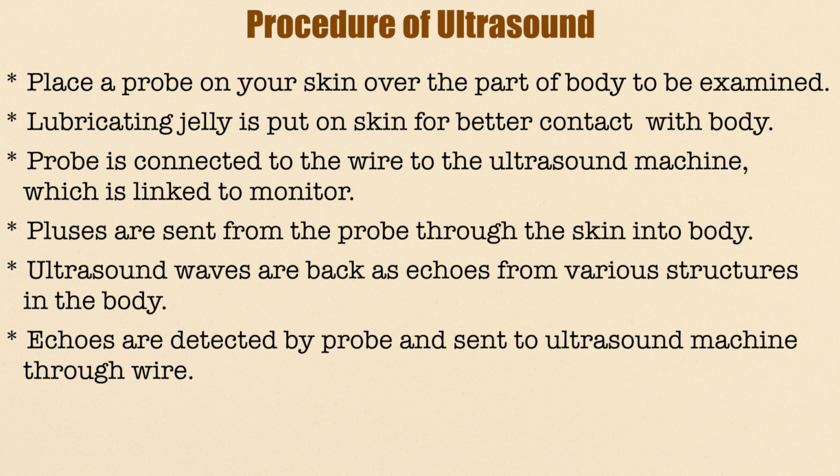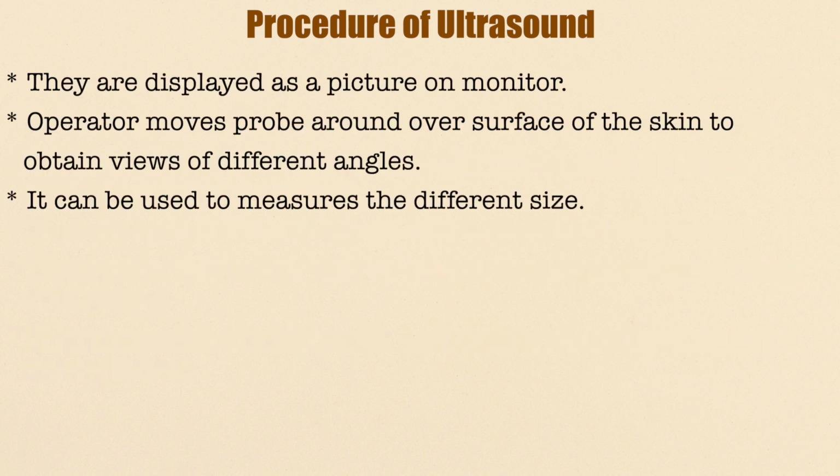Pulses are sent from the probe through the skin into body. Ultrasound waves are reflected back as echoes from various structures in the body. Echoes are detected by probe and sent to ultrasound machine through wire. They are displayed as a picture on a monitor. Operator moves probe around over surface of the skin to obtain views of different angles. It can be used to measure the different sizes.